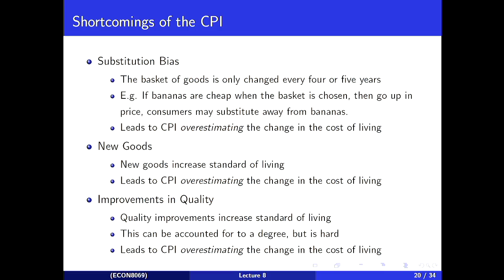Substitution bias is still going to be a service effect. If plumbing services become really expensive, I'm going to buy less of it. If electrician services become really cheap, I'm going to buy more of it. If healthcare becomes really cheap, I'm going to buy more of it. If education becomes expensive, I might buy less of it. So the same substitution bias definitely affects services as well.